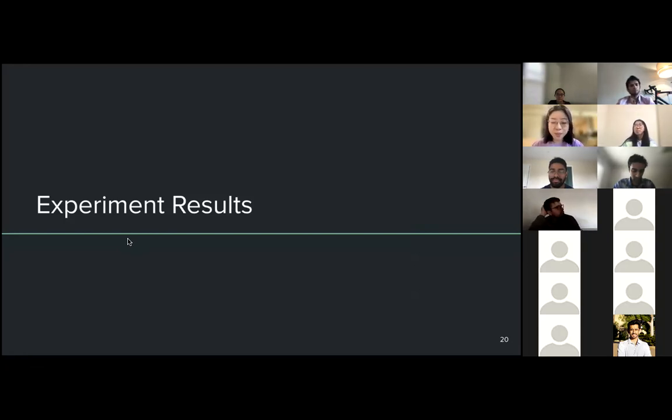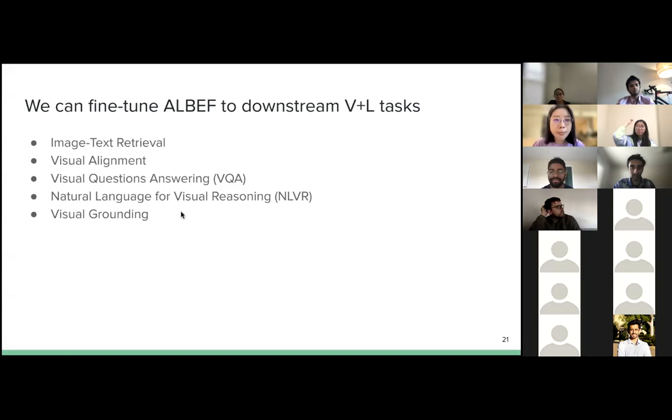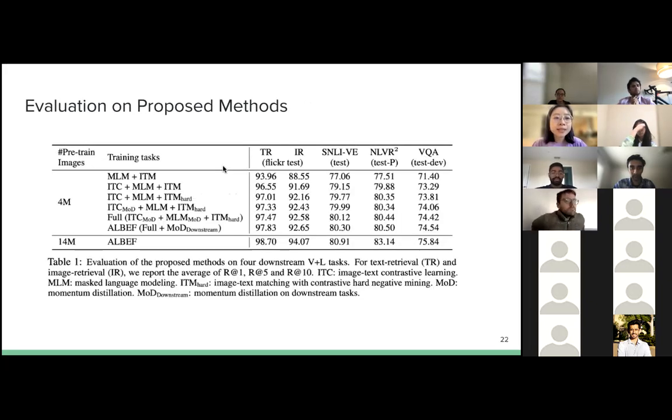So after talking about all these objectives and the momentum distillation, how well does this actually perform? First, in the paper, they actually talked about several ways to fine-tune ALBEF to downstream vision and language tasks, including image text retrieval and VQA, etc. But due to time, I don't have time to talk about the fine-tuning details, but I definitely encourage you to read the paper if any of this interests you in your application area.